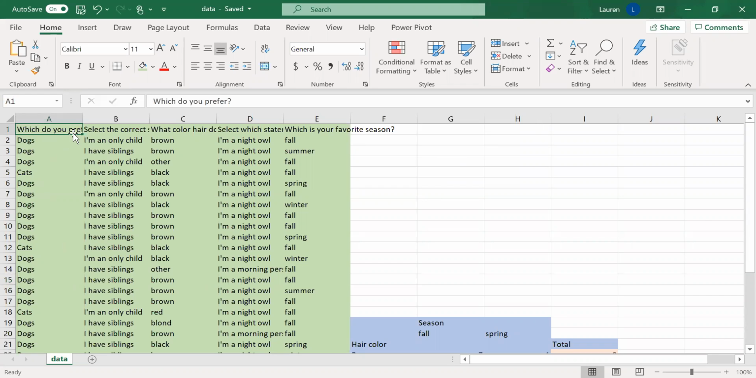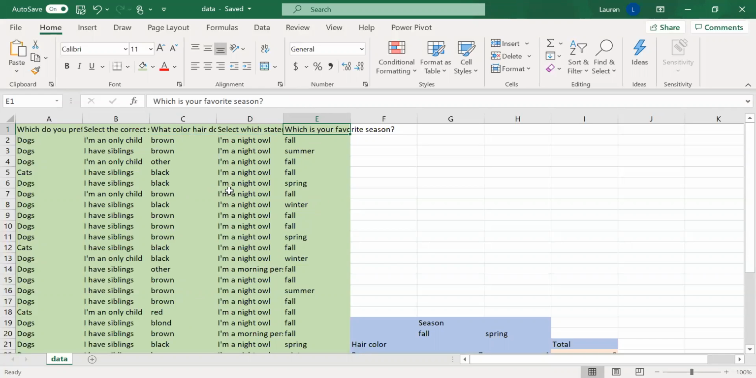So our questions were, which do you prefer? And our responses were dogs or cats. We had select the correct statement, and it's I'm an only child or I have siblings. Then it asked what color hair do you have with answer choices. Do you consider yourself a night owl or a morning person? And then what is your favorite season?